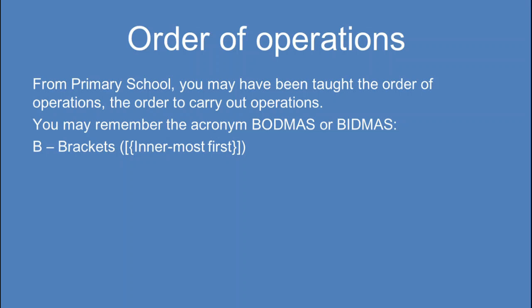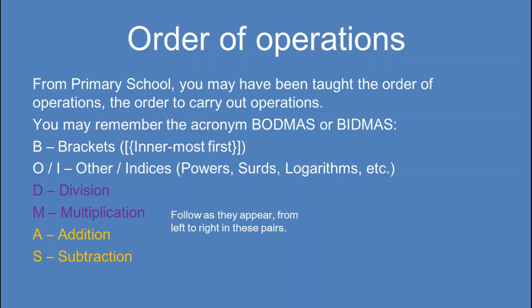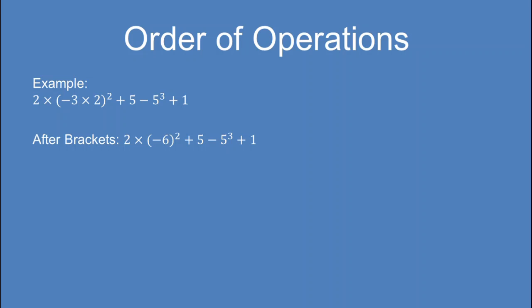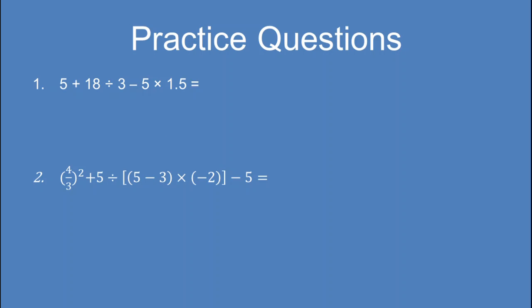B for brackets, O or I for other or indices, D for division, M for multiplication, A for addition, and S for subtraction. Remember that division and multiplication, as well as addition and subtraction, are done from left to right as they appear. We've got an example below, to show how each step is carried out. We start off with brackets, then other, then division and multiplication, and finally addition and subtraction, to get an answer of -47. Now try these practice questions.